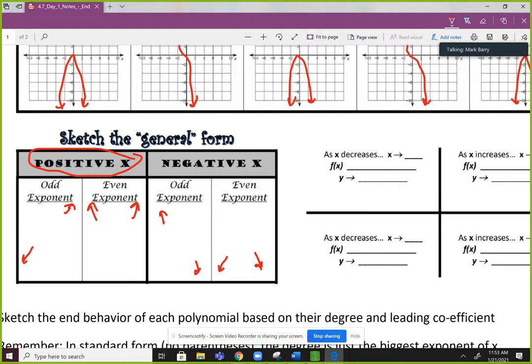So anytime we're doing one of these problems, we're going to want to look back at this chart right here. I'd say this chart's going to be kind of key for us. And so we decide, is it positive or negative? And then is it odd or even, okay?